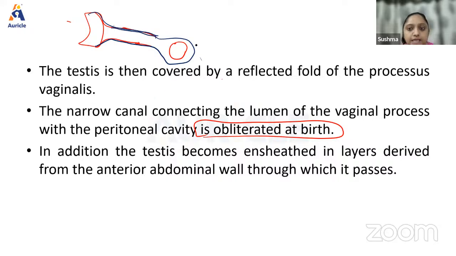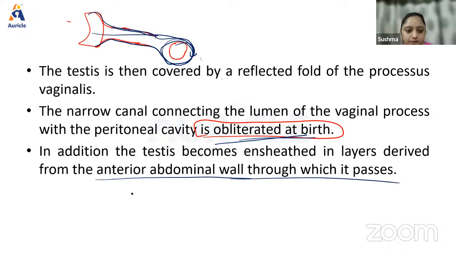Now the canal that is connecting the lumen of the vaginal process and the peritoneal cavity is obliterated at birth. Otherwise, any of the content in this peritoneum can come and encircle the testis and cover the testis like this, which forms something called hydrocele. If this cavity is not obliterated, it causes hydrocele, which you will study in your surgery classes. Okay. In addition, the testis becomes ensheathed in layers derived from the anterior abdominal wall through which it passes.